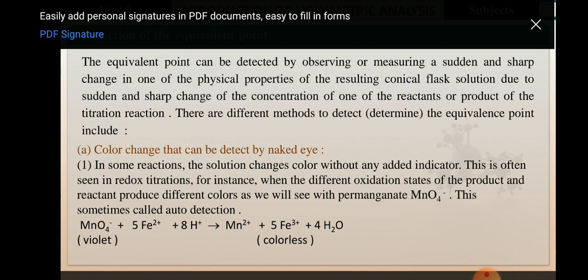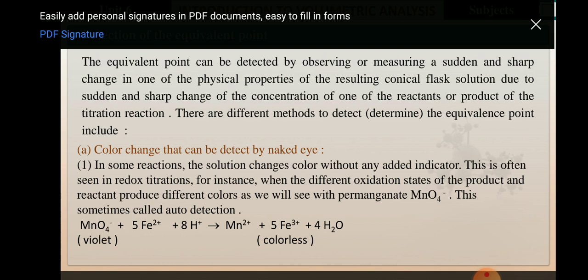Next, the equivalence point can be detected by observing or measuring a sudden and sharp change in one of the physical properties of the resulting conical flask solution, due to a sudden and sharp change of the concentration of one of the reactants or products of the titration reaction. There are different methods to detect the equivalence point, including firstly color change that can be detected by the naked eye. In some reactions the solution changes color without any added indicator.